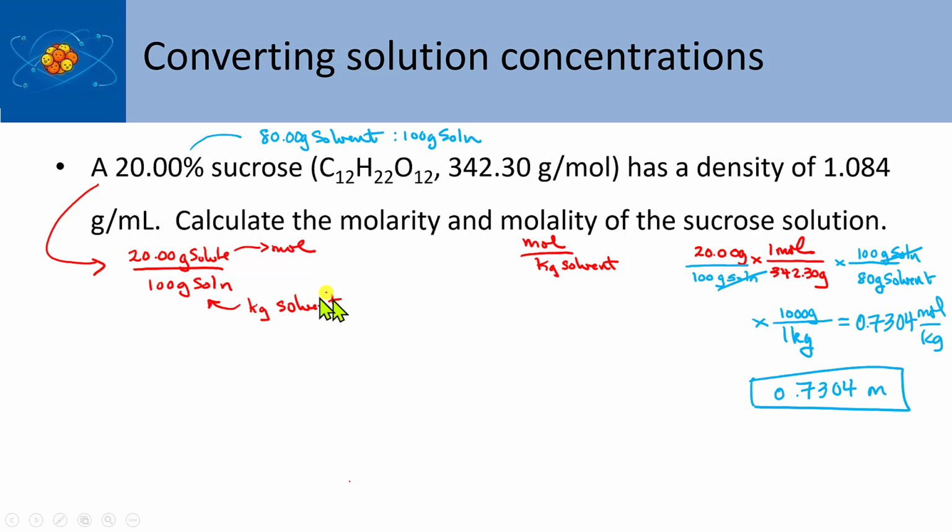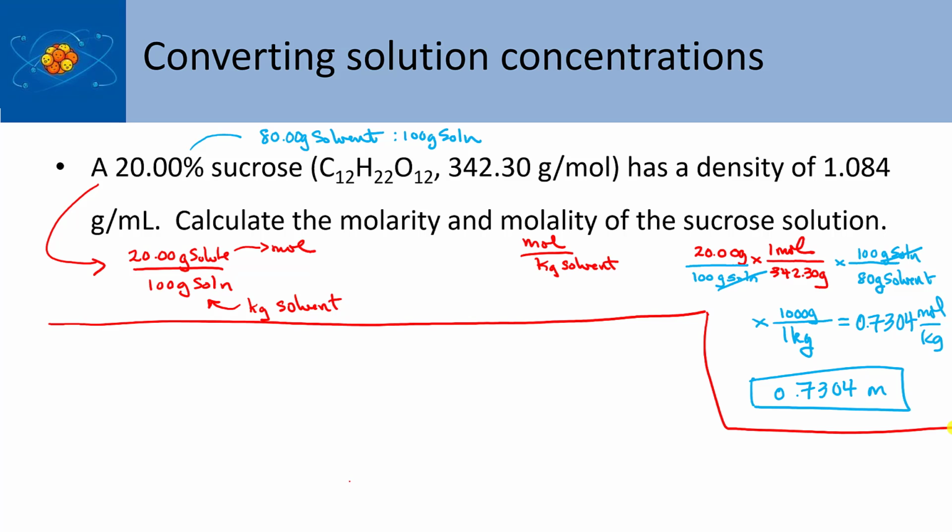Again, I started with the definition of what percent was, and then I looked at my definition for molality, and I converted the top over, and then I converted the bottom over into the unit that I needed. Now, let's go ahead and do the same thing for molarity. I'll just block off a little space here. I have, again, 20%, so 20.00 grams of solute.